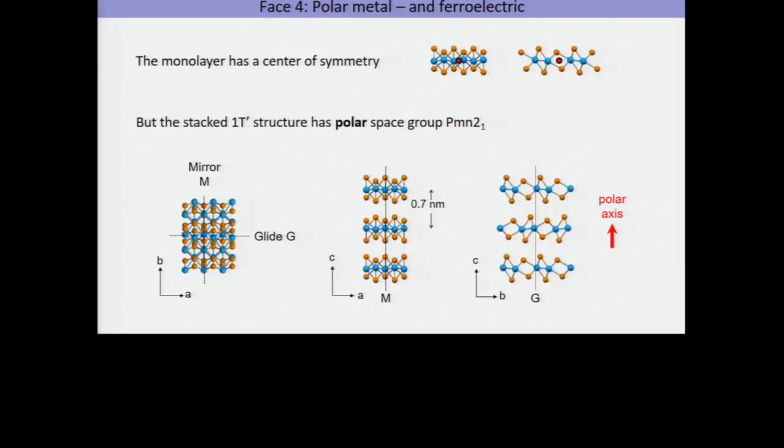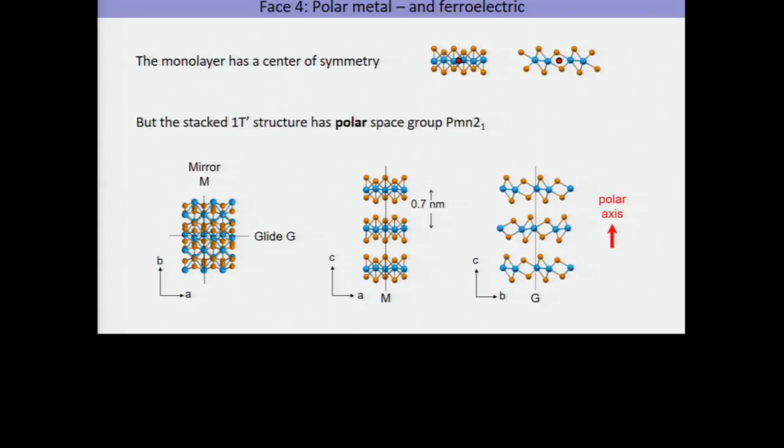In a monolayer, it's not. It's centrosymmetric. There's a center of symmetry, seen from two different directions. But once you stack it, the space group associated has a polar axis. That means if it was an insulator, it would be a pyroelectric. It would have a built-in polarization. But it's not. It's a metal. It has a polar space group, but it's a metal, so it can't have any internal electric fields.